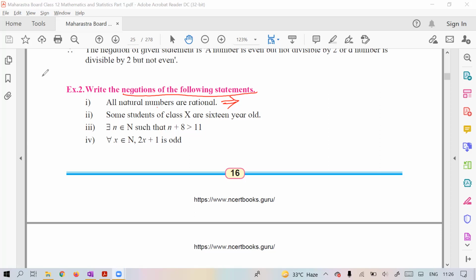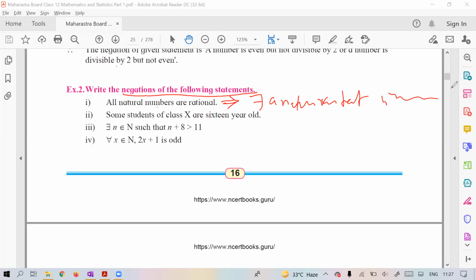Okay, so let me give you a hint. Negation of for all is there exists. Negation of there exists is for all. So what do you want to say? Here, all natural numbers are rational. There exists a natural number which is not rational. Yes. So there exists a natural number that is not rational.